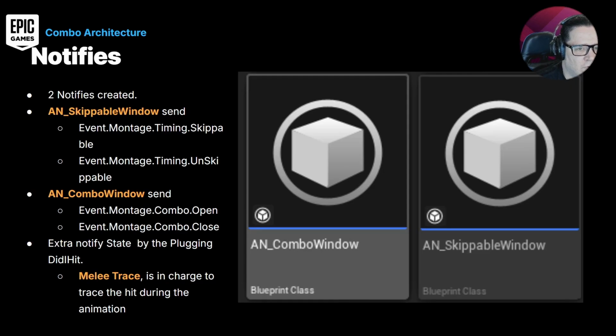And the other one is called anim notify combo window, which is used to open and close the montage combo window, to be able to input the next combo attack or close the combo sequence. And finally, I use an extra notify from the plugin Did I Hit for the melee traces, in charge of the calculation of the hit traces of the animations. So let's dive a little into these notifies in Unreal Engine 5.